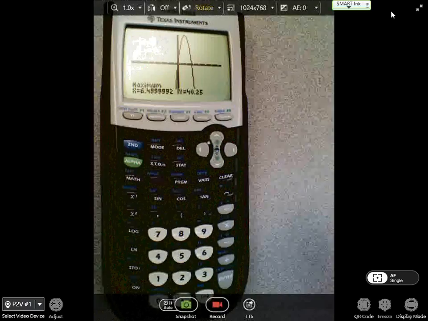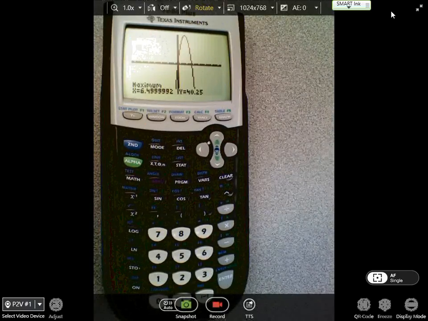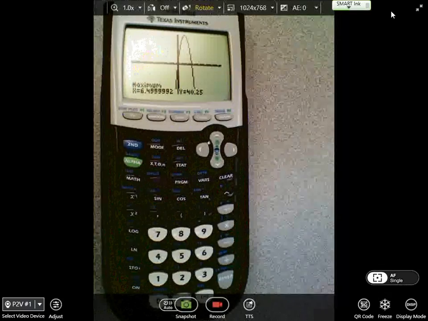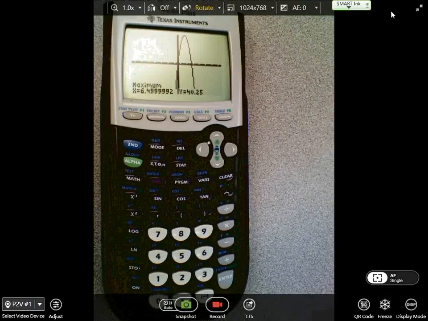That's the same process I would use for zeros. Get on the left side of the zero, then move over to the right side of the zero, cross that x-axis, and then hit enter.